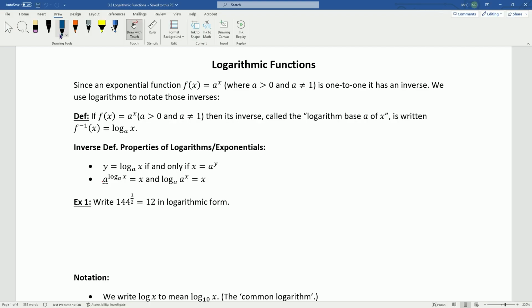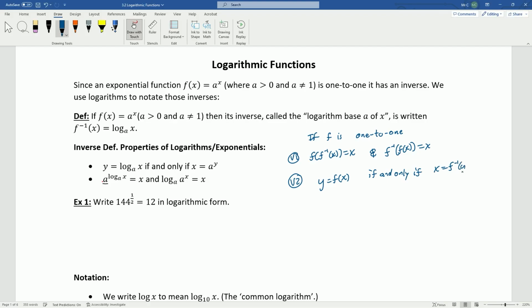So hopefully we recall from our topics on inverses that there are two equivalent definitions for inverse functions. Both, of course, have the condition if f is one-to-one. In short, the first version of that definition was that when you compose inverse functions, you get back your input. And second was that inverse functions switch inputs and outputs. So of course, those definitions are just being restated here in this list.